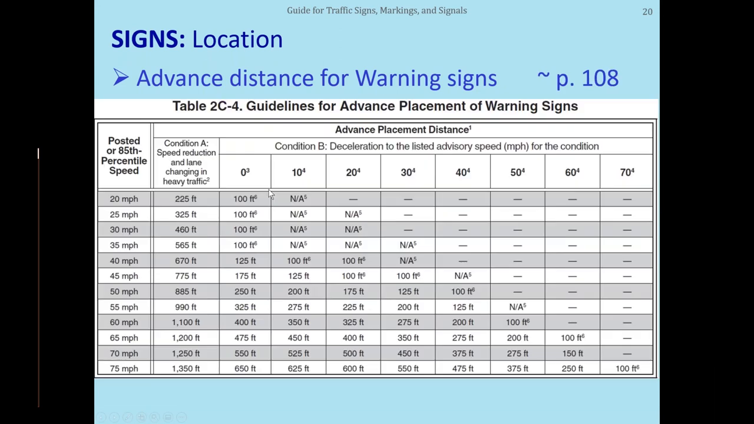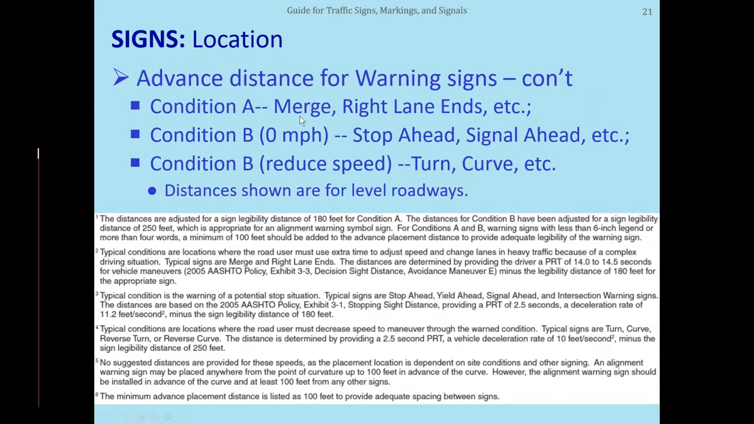So let me backtrack here. Notice we have a column for condition A. We have condition B for zero and then different speeds. So condition A examples: merge, right lane ends, etc. Condition B, 0 miles an hour, where you need to come to a stop, such as stop sign ahead. Or condition B, where you need to slow down, but you don't need to slow down to 0 miles per hour.